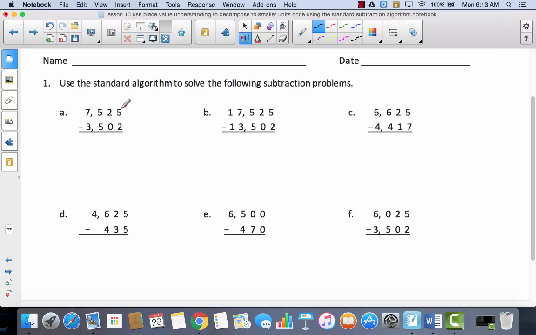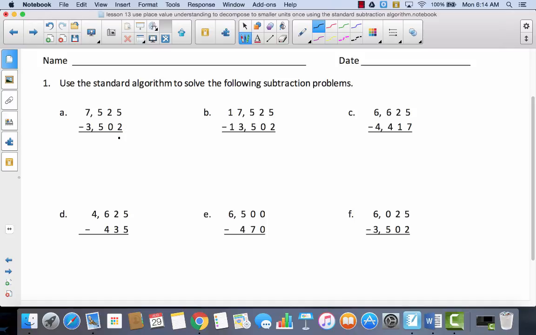So are we ready to subtract in the ones? Yes, because 5 is bigger than 2. Are we ready to subtract in the tens? Yes, because 2 is bigger than 0. Are we ready to subtract in the hundreds? Yes, because 5 and 5 are equal. Are we ready to subtract in the thousands? Yes, because 7 is greater than 3. Okay, so now we're ready to subtract.